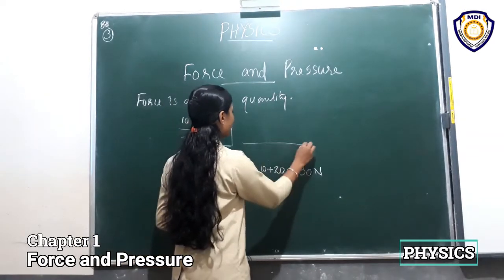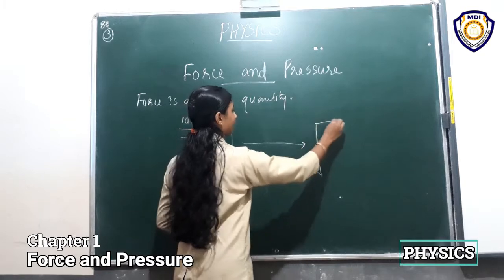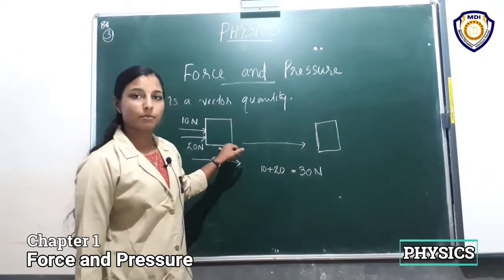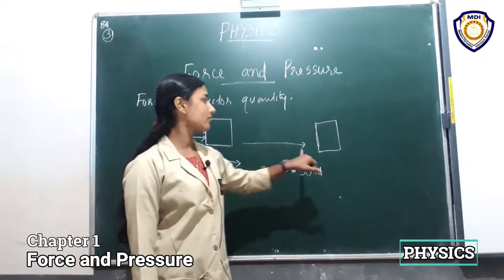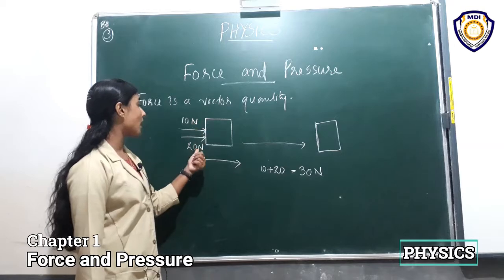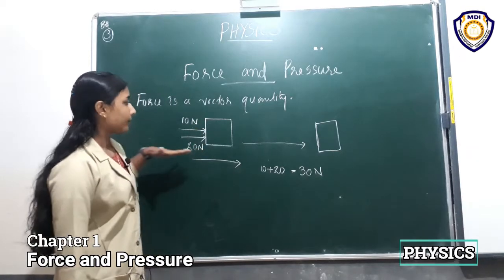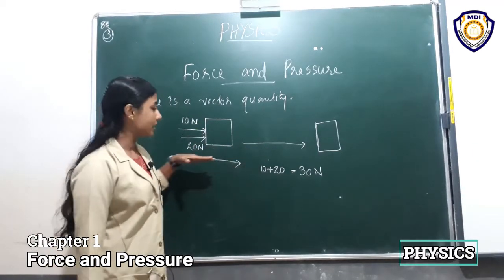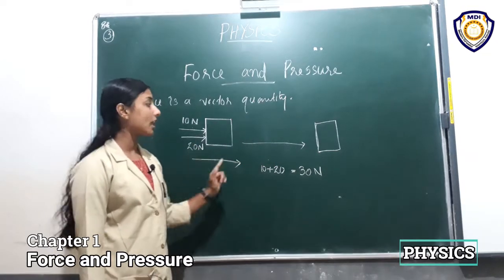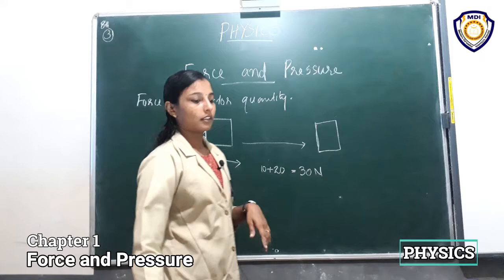Now the net force acting on this box is 30 Newton, so it can move even further, right? Maybe the position of the box may change from here to here. Both the forces have the same direction, so they will add up, right?